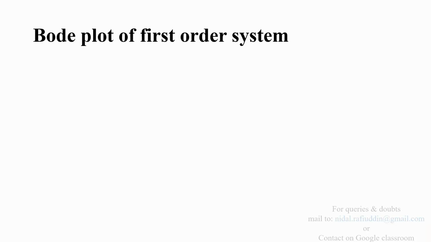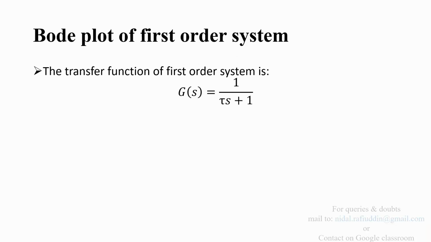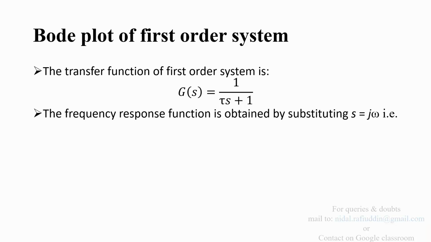So as we remember, the transfer function of a first order system is given by G(s), which is equal to 1 upon tau s plus 1. This is a general form of representation of a first order system, and from this we have things such as time constant of the system given by tau. The frequency response function is obtained by substituting s equal to j omega, that is G(j omega) = 1 upon tau j omega plus 1.